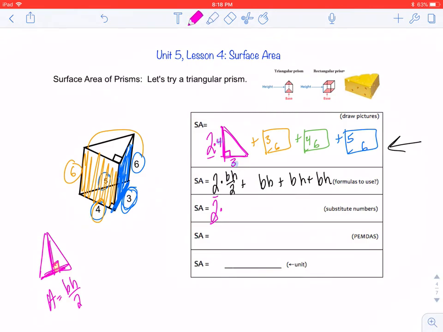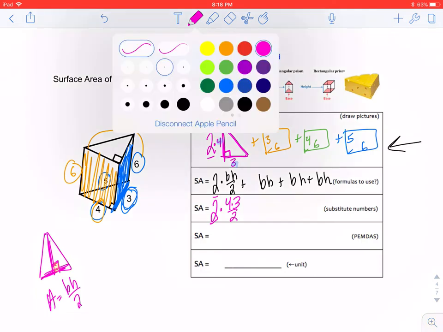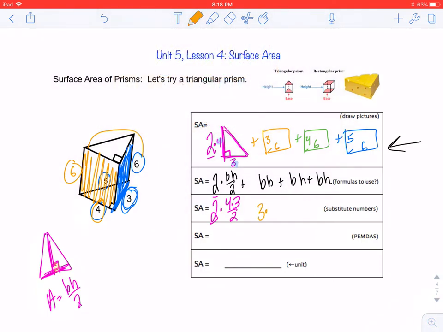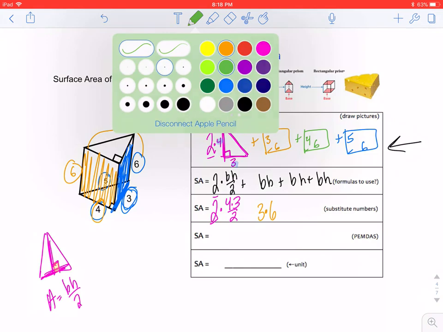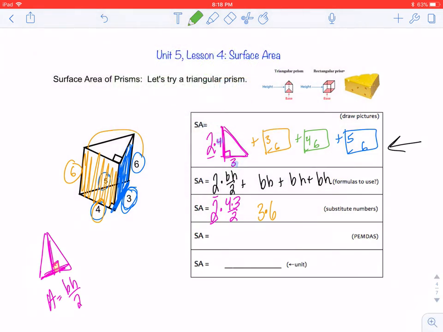4 by 3, right? 4 times 3 divided by 2, plus my orange rectangle is 3 times 6. My green rectangle is 4 by 6, and my blue rectangle is 5 by 6. All of those separate surface areas we're just going to add together.